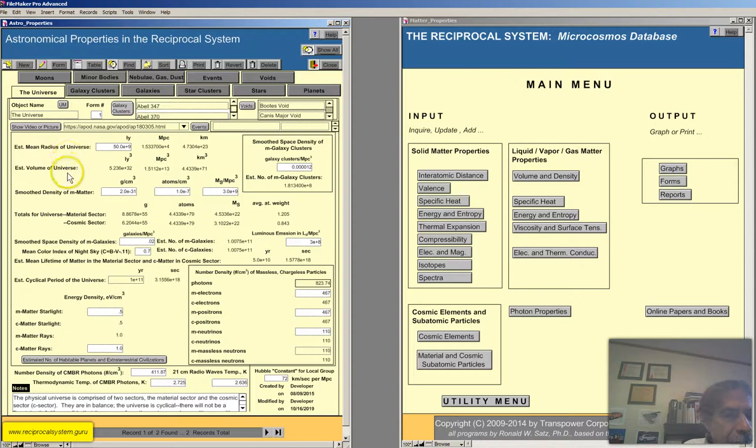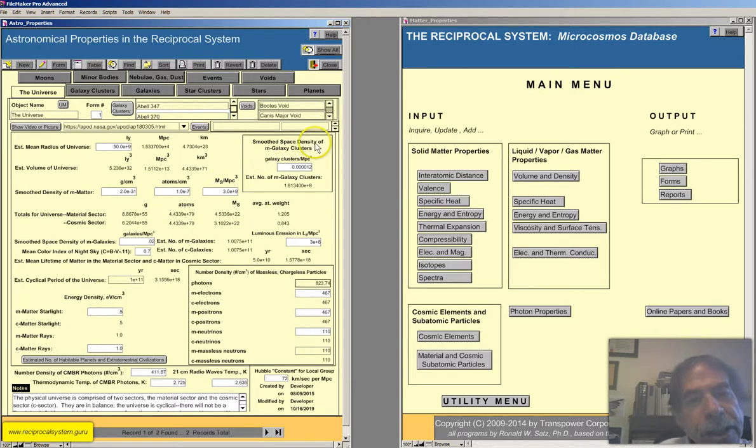Now from that, we can get the estimated volume of the universe. In light years cubed, it's 5.236 times 10 to the 32nd. In megaparsecs cubed, it's 1.5112 times 10 to the 13th. And in kilometers cubed, it's 4.4339 times 10 to the 71st power.